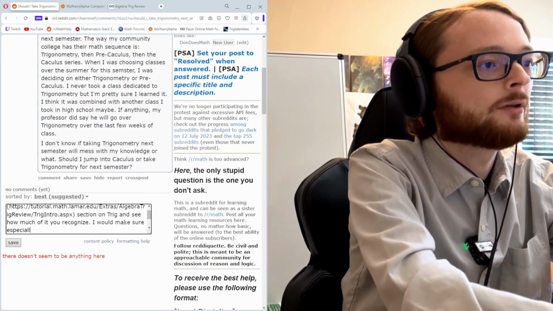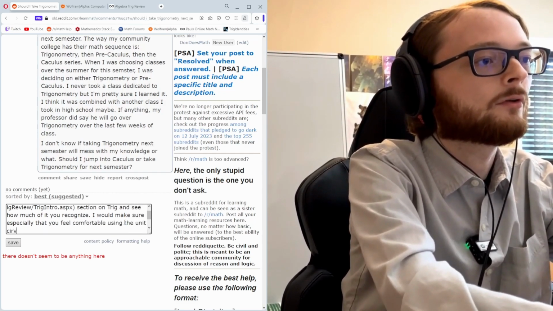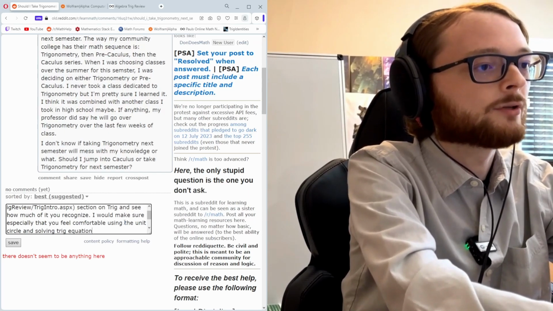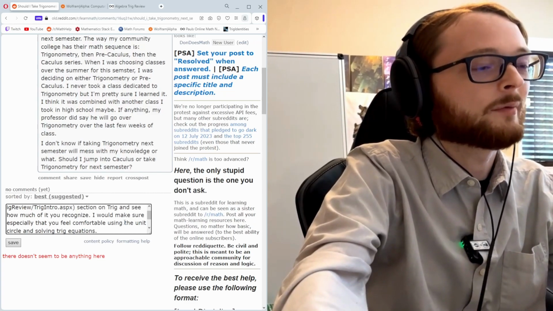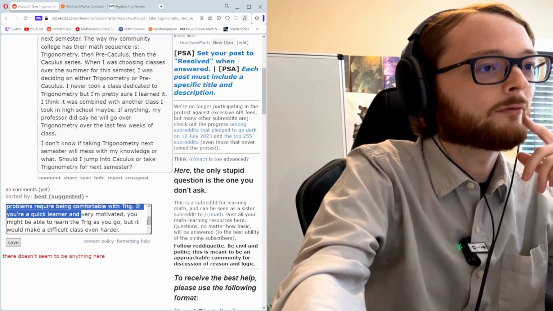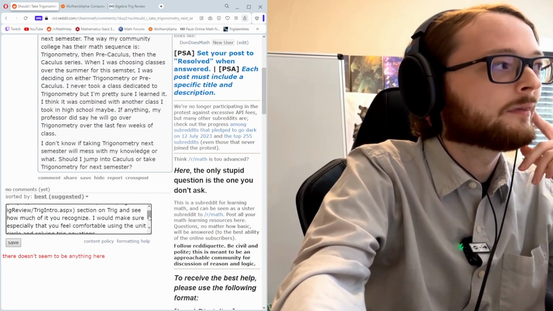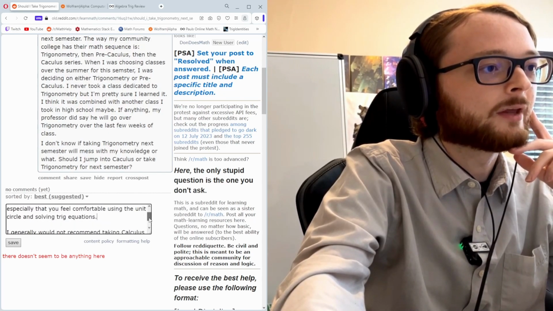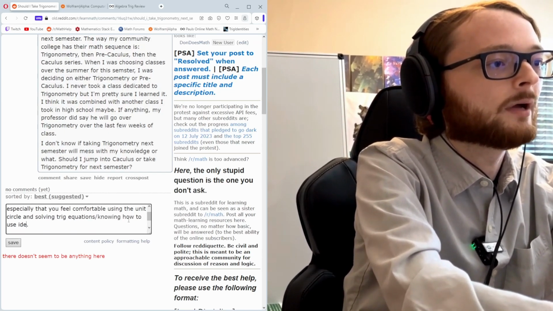Make sure, especially, that you feel comfortable using the unit circle and solving trig equations. I think those are the two most important things. I mean, that's kind of most everything in trig. I guess there's also graphing, like the graphs of the trig functions, but I think that's also important in calculus too. But at least I feel like that part is easier to learn. Solving trig equations and knowing how to use the identities.